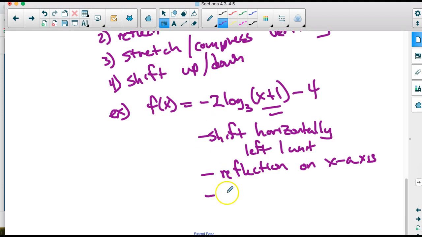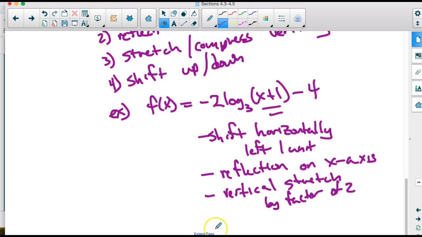The next thing would be a vertical stretch by a factor of 2. And then the last thing here, we would shift down 4 units. So this would be the order I would do something that looks like this.